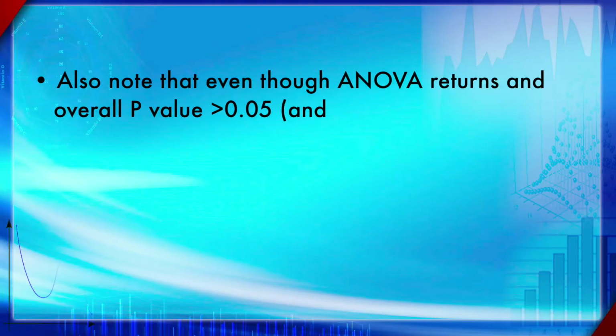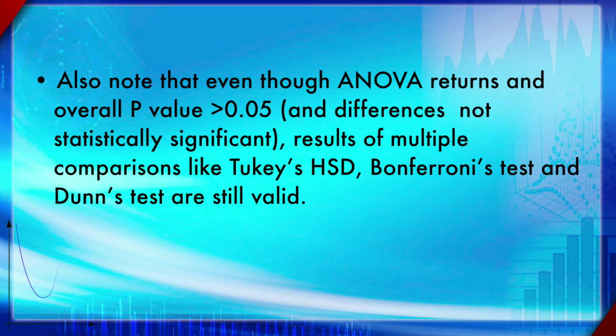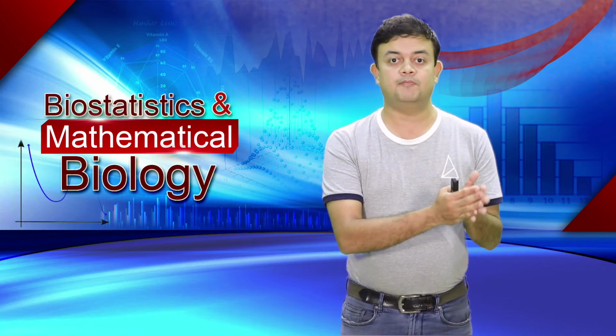Also note that even though the ANOVA returns an overall p-value which is higher than 0.05 and the differences are not significant, the results of multiple comparisons like Tukey's HSD, Bonferroni test and Dunnett's test are still valid. So it is not saying that it is invalid. The idea that if you get a p-value higher than 0.05 in ANOVA, you should stop your test is incorrect. You can still do it and the inferences are still valid in the post tests.